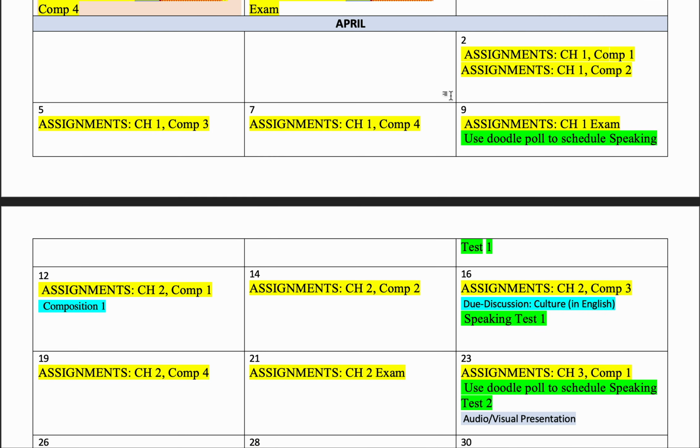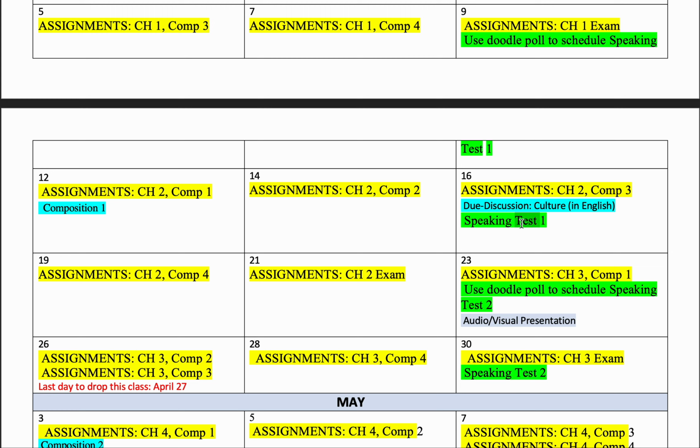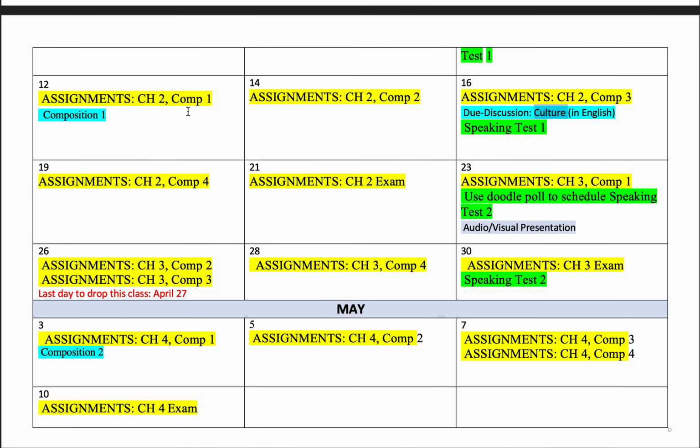And on April 9th, we will schedule our first speaking test. That's when we will decide when we're going to meet. And then the Saturday after, we will actually meet via Teams and have our first oral test, our first speaking test. April the 16th, you also have the second culture discussion due. As you can see, it's all chapter 2, competence 1, competence 2, competence 3, competence 4, exam. And it repeats until chapter 4.